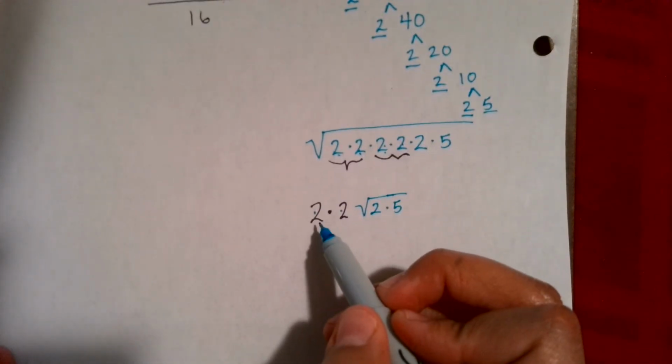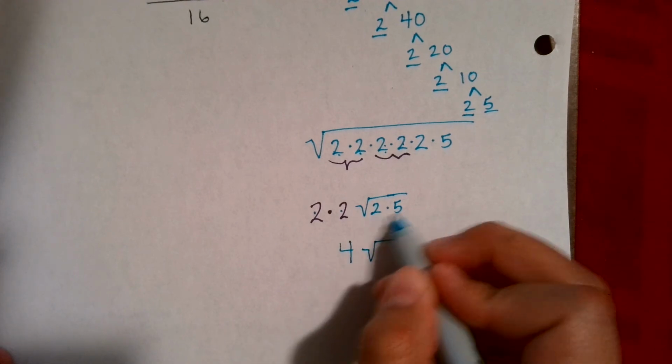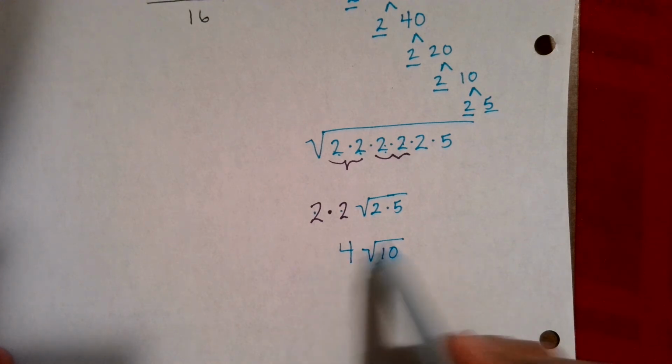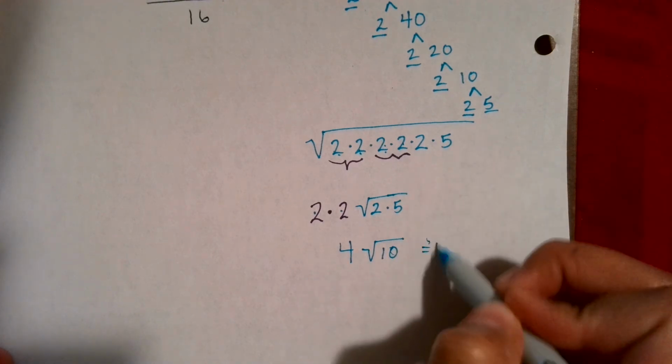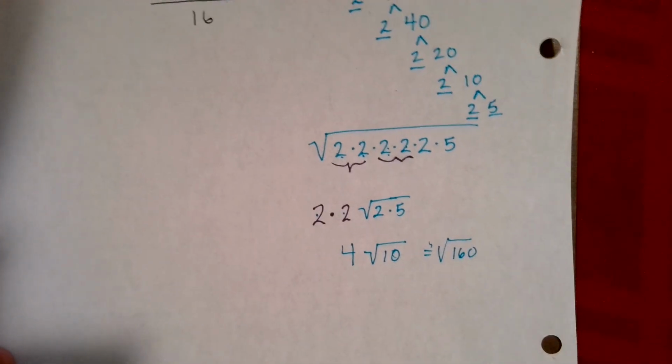So let's go ahead and simplify this one. 2 times 2 is 4 square root of 2 times 5 is 10. So that's how this one simplifies. 4 square root of 10 is the same thing as the square root of 160. Don't believe me? Go ahead and try that in the calculator.